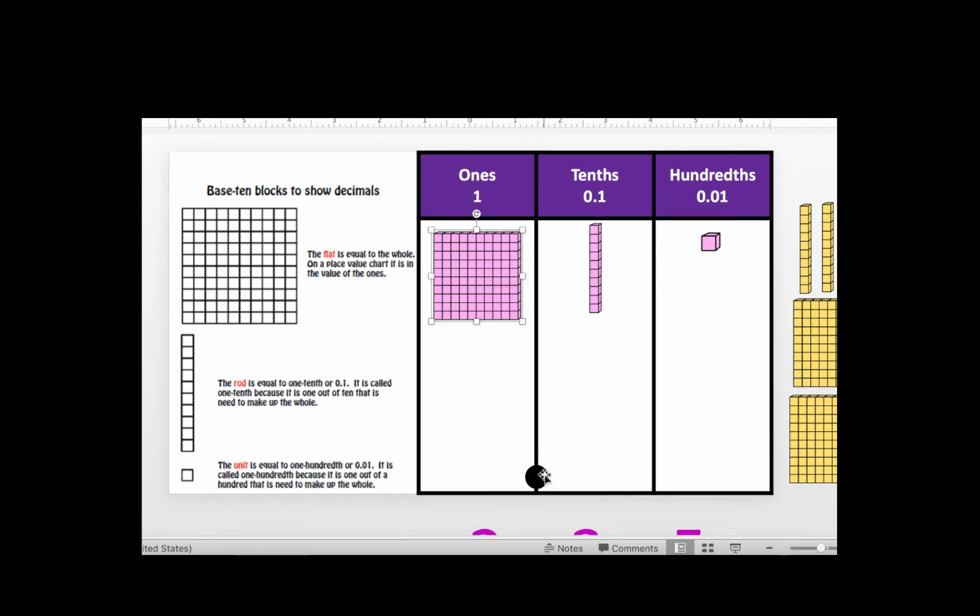Okay, and then we're going to have our decimal. Then our tens bar is going to be in our tenths place, which would represent 0.1 or 1/10. Then our single cube here is going to be the hundredths or 0.01 or 1/100ths.